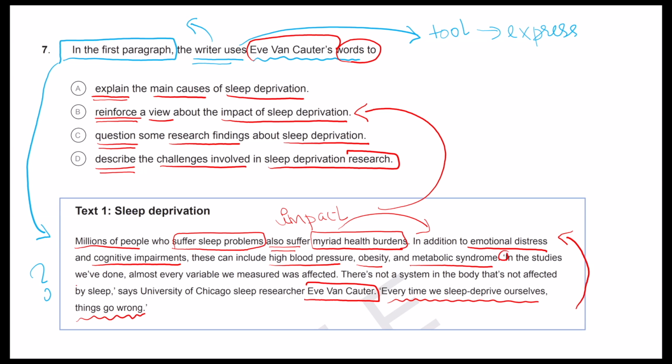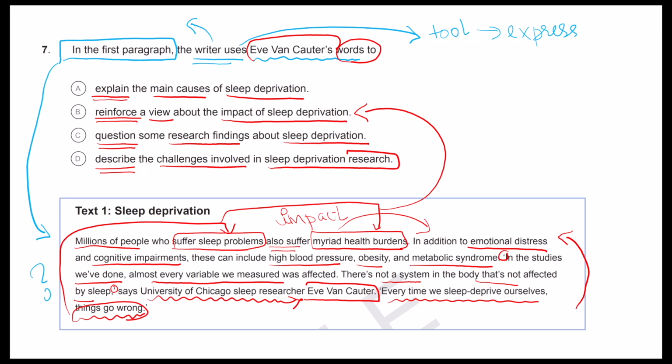In the studies we've done, almost every variable we measured was affected. So the quote doesn't close there, it closes here. There's not a system in the body that's not affected by sleep. Who says this? University of Chicago sleep researcher. Every time we sleep deprive ourselves, things go wrong, which means there are problems and there are health burdens.